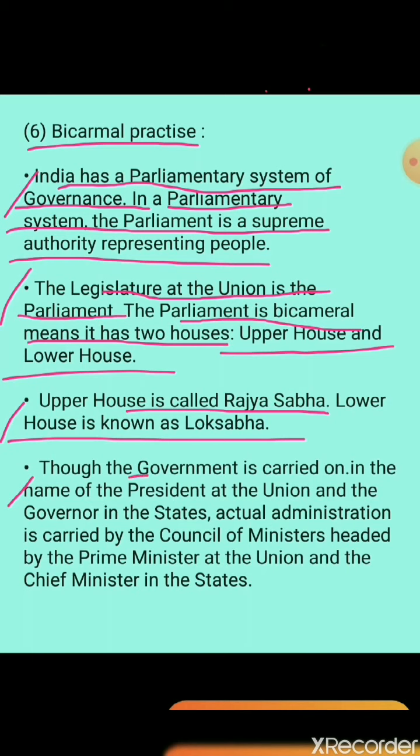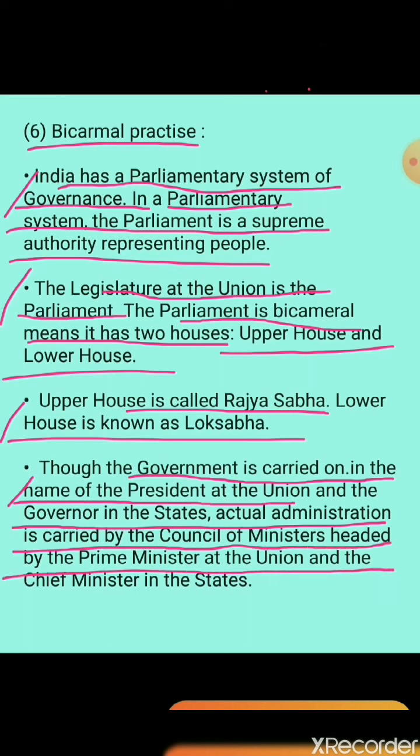Next, though the government is carried on in the name of the president at the union and the governor in the state, the actual administration is carried on by the Council of Ministers headed by the Prime Minister at the union and the Chief Minister in the state. The constitution is such that the government is carried out in the name of the president. Why in the name of the president, students? I explained it to you in 8th standard. The president is the main authority of the constitution. He maintains the rules and regulations of the constitution.